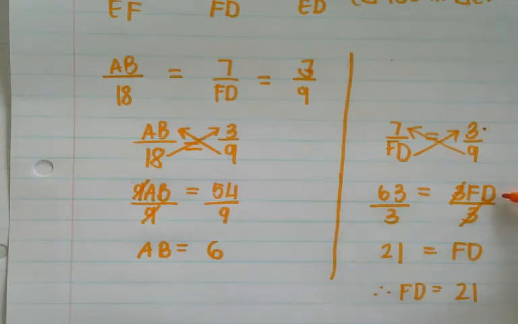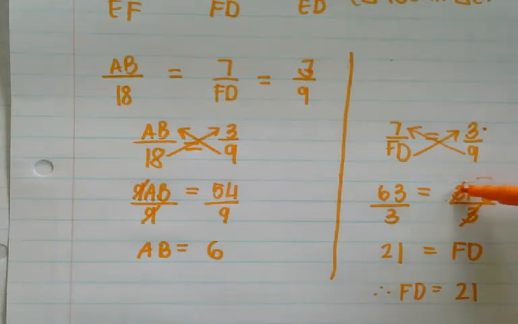Here. No, no, no. 63 over 3. Why is it 3? Because I have 3 in front of the FD. Can you see that? Now I want FD just the letters, no numbers. So whatever's in front of it, I divide by exactly the same thing.